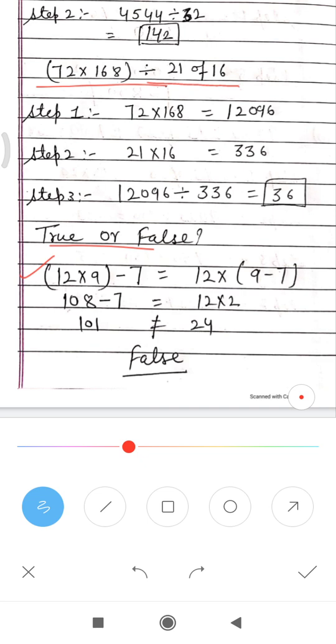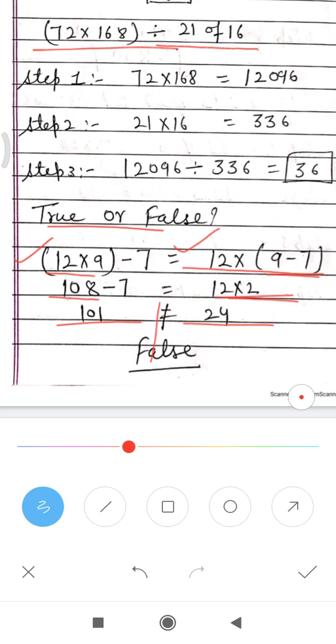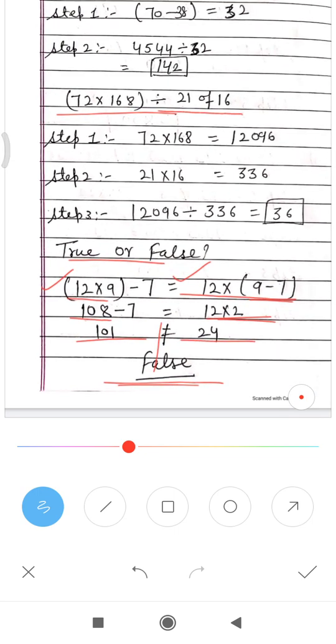See, in the left hand side, 12 multiplied by 9. First you will solve this 12 multiply 9. It will be 108. Now 108 minus 7. It will be 101. Now see the right hand side. 12 multiply, in the bracket what is given? 9 minus 7. First you will solve the bracket, which means 9 minus 7 is 2. Then 12 2s are 24. See, both the values are unequal, which means both are not the same. It means it is false.